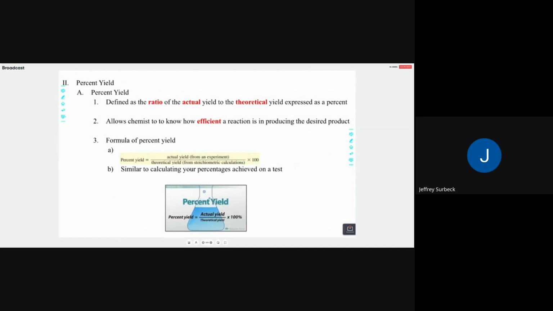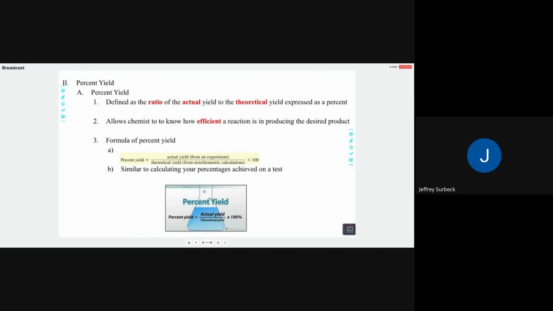So I always give the example of, it's like finding your grade. If I gave a test that was worth 53 points and you got 47 of the 53 points, you would take 47 divided by 53. You press enter, you get some decimal, and you say times 100 to actually see your percent. Same exact thing is happening here with our particular percent yield. Okay? Questions? Does anybody need this?